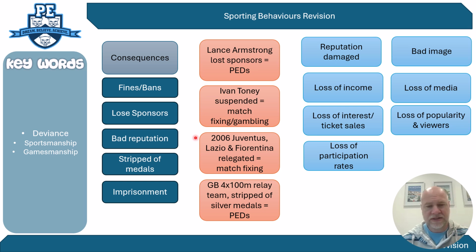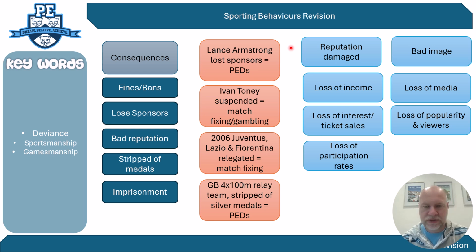In 2006, Juventus, Lazio, and Fiorentina were relegated because of match fixing. And another more recent one, in the 2020 Tokyo Olympics, the GB 4x100 relay team were stripped of their silver medals because one of the runners had taken performance-enhancing drugs. So you can see the consequences of the deviance, and make sure you know at least one of the examples. I've given you 4 good examples that you can use.